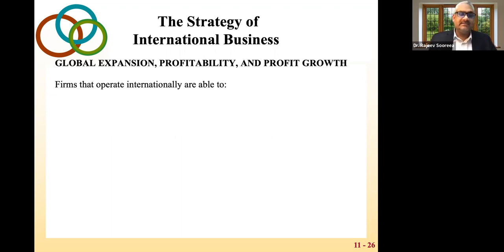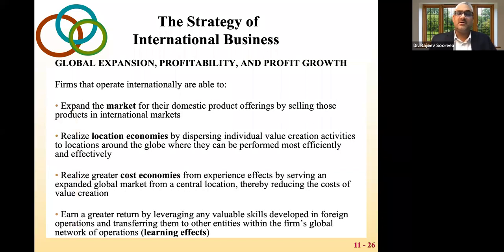Now, the next piece: I'm going to be talking about global expansion. A firm that operates internationally should be able to expand the market for its domestic product offerings by selling those products in the international market. Remember, one way to achieve not only profit but profit growth is to go international, expanding into new markets. If you want to operate internationally, you should be able to seek which markets make the most sense for you.